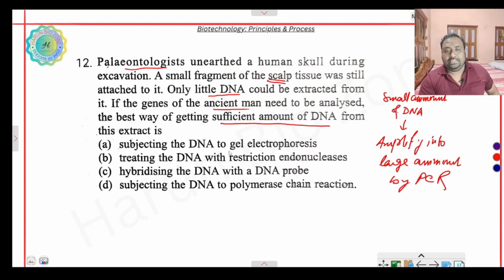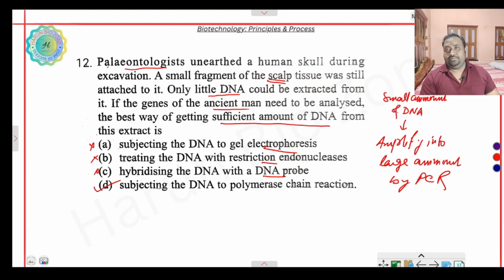Subjecting the DNA to gel electrophoresis separates the DNA on the basis of their size, so not the answer. Treating the DNA with restriction endonuclease cuts the DNA at a specific site, not the answer. Hybridizing the DNA with a DNA probe, not. A DNA probe is a small DNA fragment used to identify an unknown DNA sequence. This is also not. Subject the DNA to polymerase chain reaction.